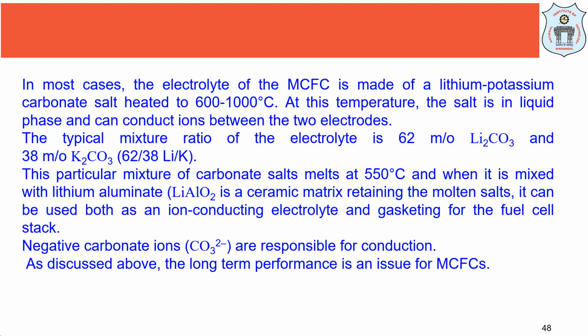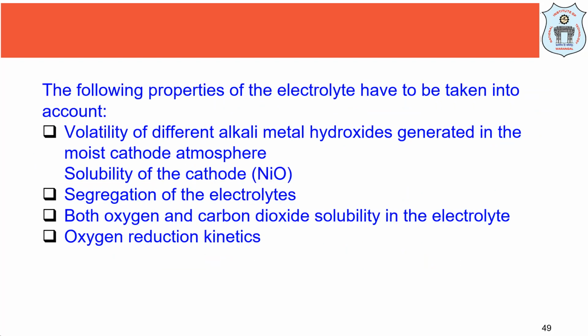Okay, if you look at the performance of these fuel cells, I'll briefly introduce it. What are the properties that account for the electrolyte performance? While choosing the electrolyte for this molten carbonate fuel cell, you have to take care of the volatility of different alkali metal hydroxides generated in the moist cathode atmosphere, the solubility of the cathode, segregation of the electrolytes, both oxygen and carbon dioxide solubility in the electrolyte, and oxygen reduction kinetics.